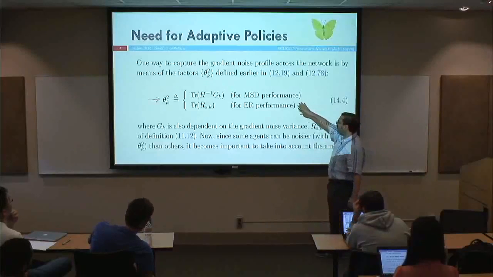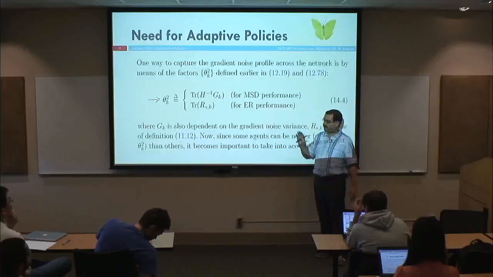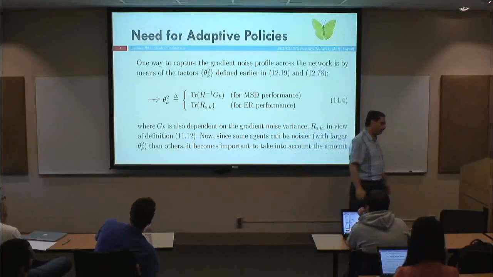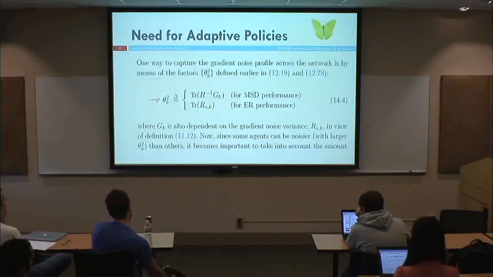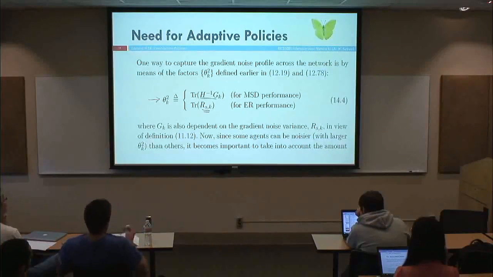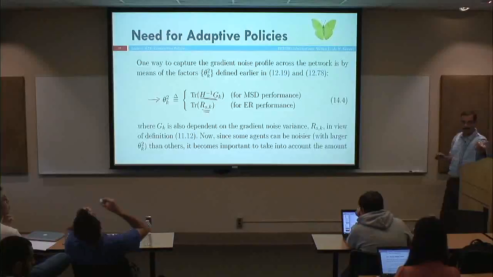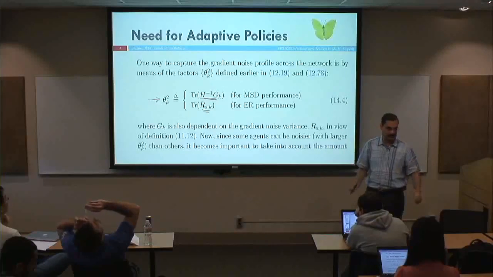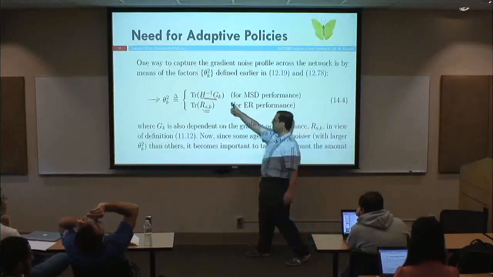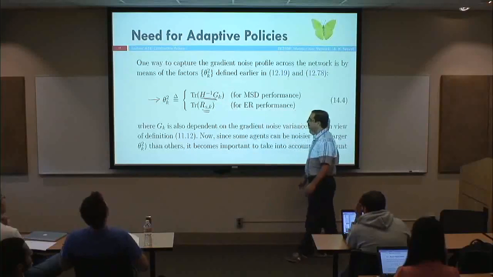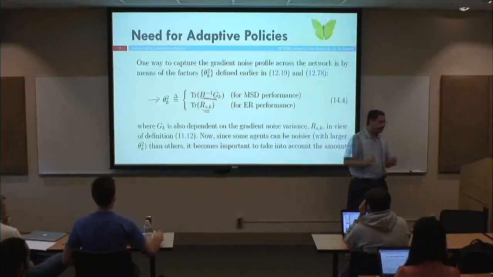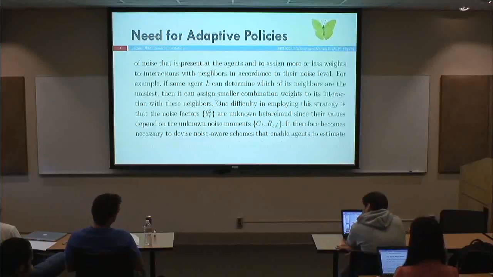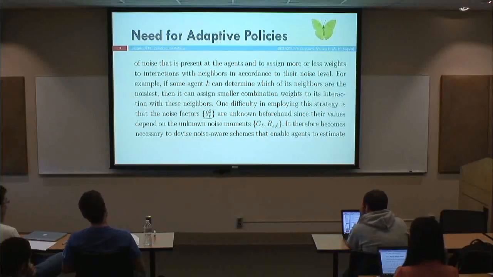And whether you are dealing with the MSD performance or the excess risk performance, the theta was defined like that: either the trace of the gradient noise power, Rs, or the trace of the gradient noise power, G, multiplied by H inverse, which is a measure of signal power, the Hessian matrix, right? So this is more or less like noise over signal power, the inverse SNR, okay? So the Hastings rule, which was obtained by minimizing the MSD performance measure, was defined in terms of these parameters theta, right?